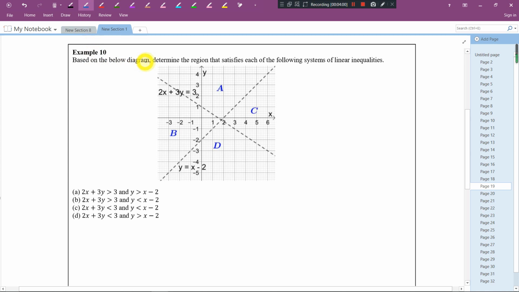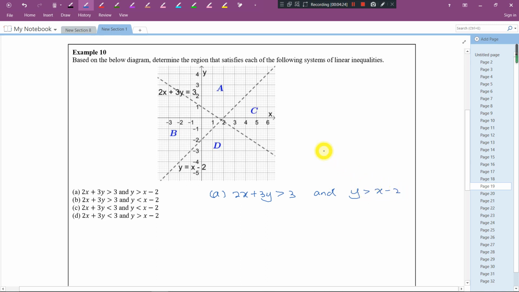Based on the below diagram, determine the regions that satisfy each of the following system of linear inequality. So okay, let's look at A first. Let me copy A first. 2x plus 3y is greater than 3. Then I have another inequality, y is greater than x minus 2.